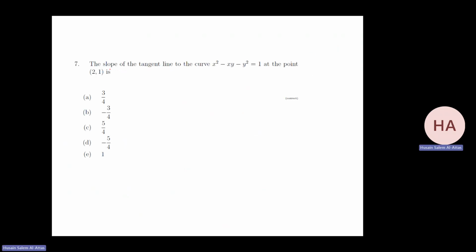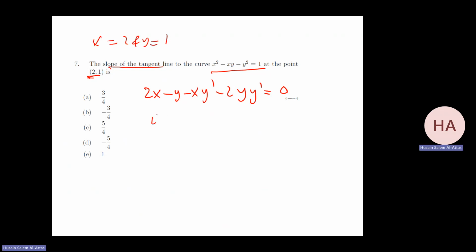Combination. Yeah, the slope of the tangent line. Same thing. Differentiate with respect to x. I have 2x. Here I have a product: minus y minus xy' minus 2yy' equals 0. This is the point: x equals 2, y equals 1. So I have 4 minus 1 minus 2y' minus 2y' equals 0. So I have minus 4y' equals 3. Take it to the other side, minus 3. So y' is 3 over 4.